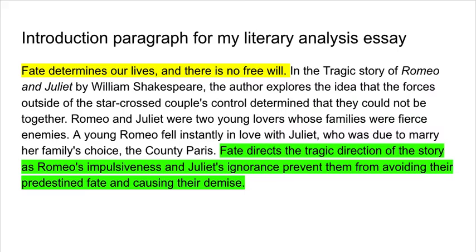Romeo and Juliet were two young lovers whose families were fierce enemies. A young Romeo fell instantly in love with Juliet, who was due to marry her family's choice, the County Paris. Then I would end the paragraph with my thesis statement: fate directs the tragic direction of the story as Romeo's impulsiveness and Juliet's ignorance prevent them from avoiding their predestined fate and causing their demise. Now I would be ready to write my body paragraphs, proving the point I made in my theme statement.